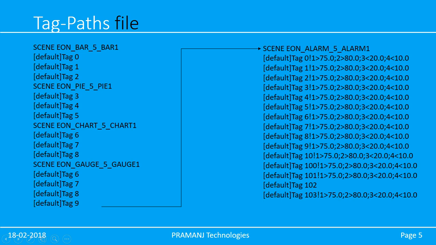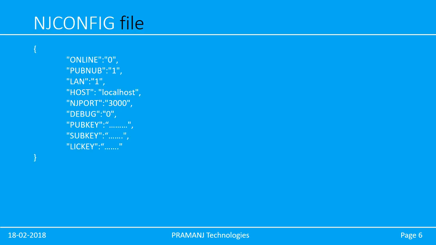So this is the structure of the tag path file, and this is the NJ config file, which defines whether NJ-SCADA is to be executed in online mode or offline mode. Online means it is connected to the Ignition server, or it has to be run in a standalone mode with some simulated tags. Simulation mode is good for testing.